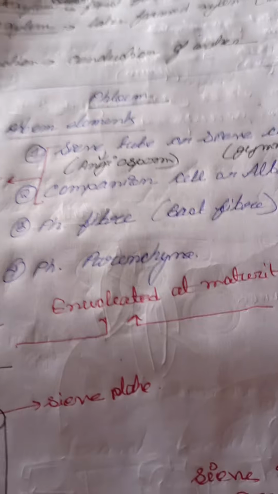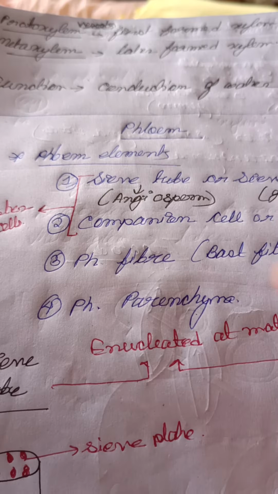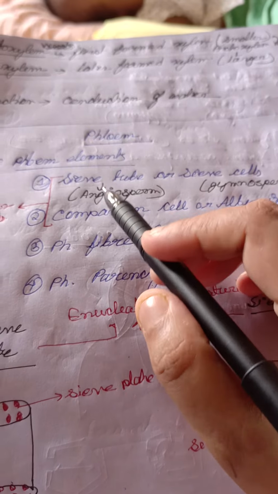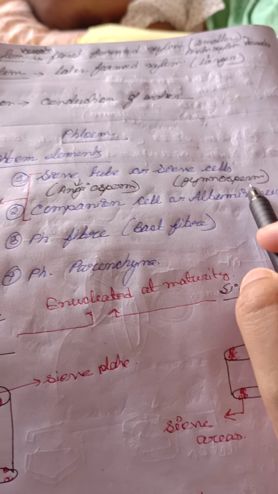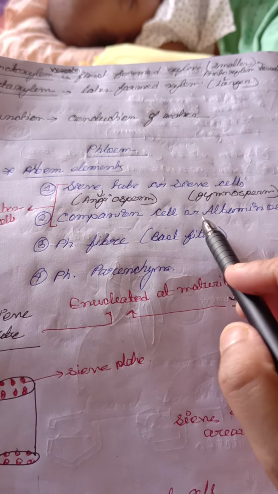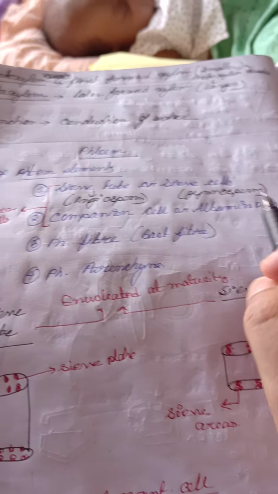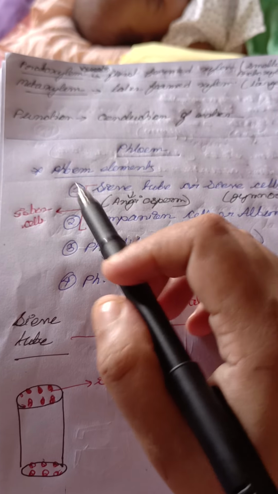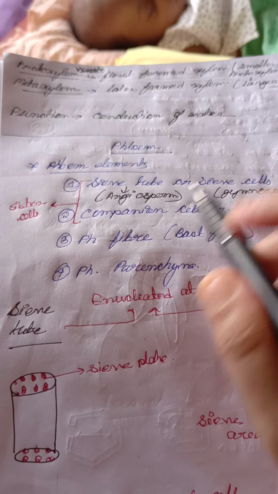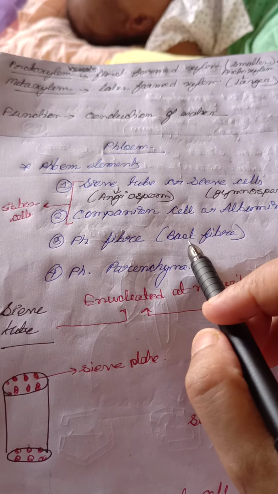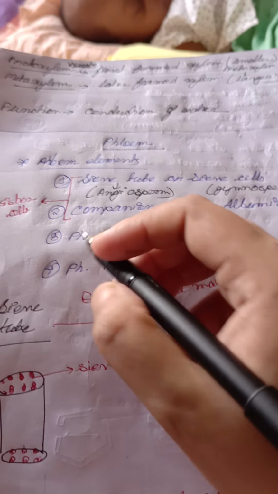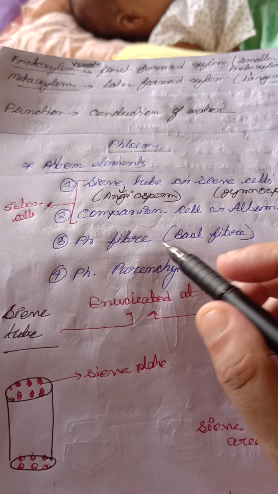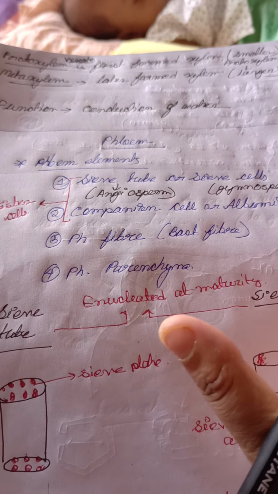Now we will learn about the phloem. What are phloem elements? First we will learn sieve tubes and sieve cells. Sieve tubes are for angiosperms, sieve cells are for gymnosperms. Companion cells, or we can say albuminous cells. You see these two cells we could call sister cells because they form from one parent cell. Then phloem fiber and phloem parenchyma, of which only phloem fiber is dead, all other cells are living, right?